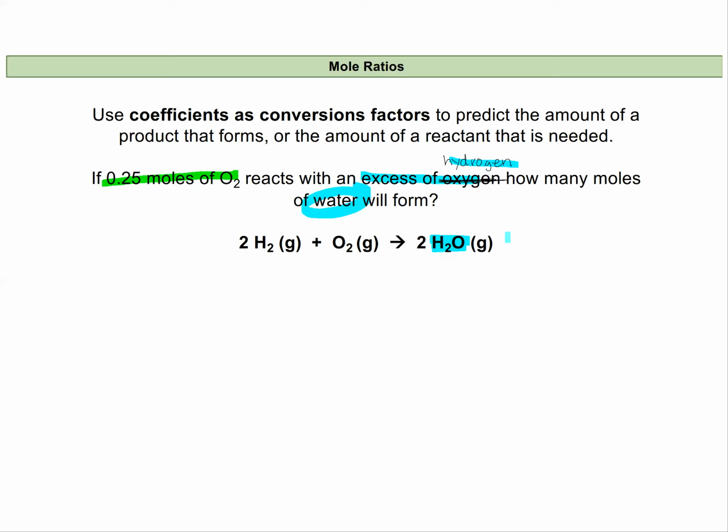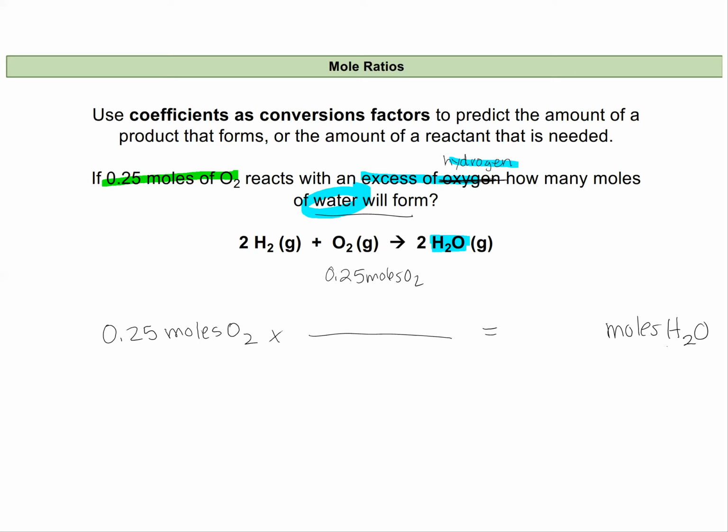So we want to know how much water forms when we combust oxygen and hydrogen together. And the only real piece of information we've been given is that we have 0.25 moles of oxygen. So that's going to be my starting point. I'm going to need to convert then to units of moles of water, because that's what my question is identifying as the goal to be.